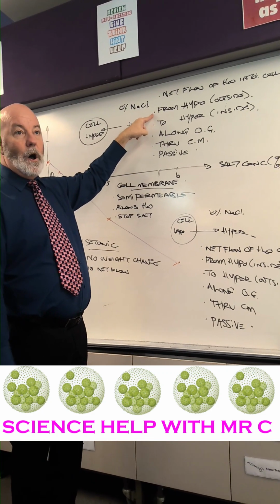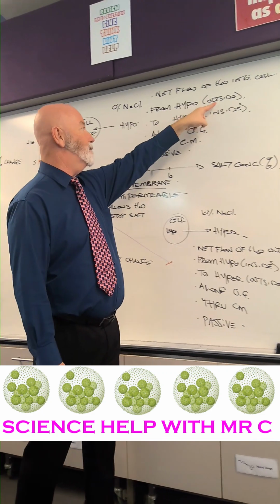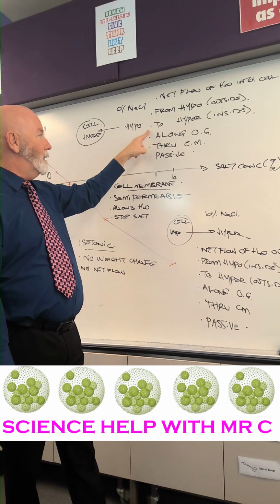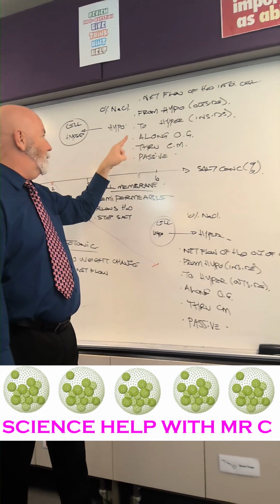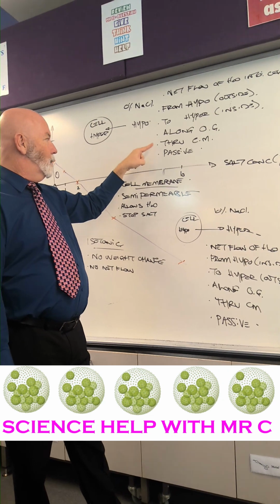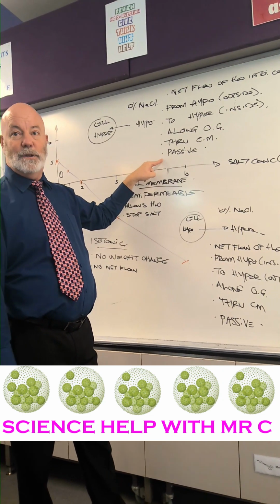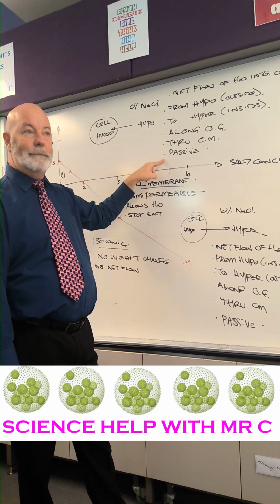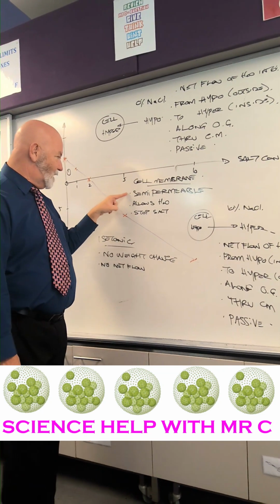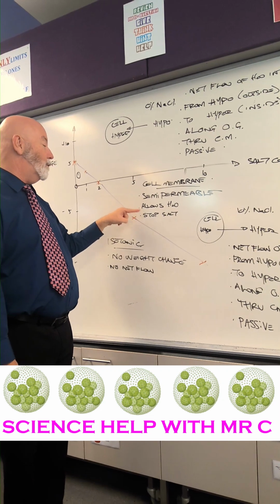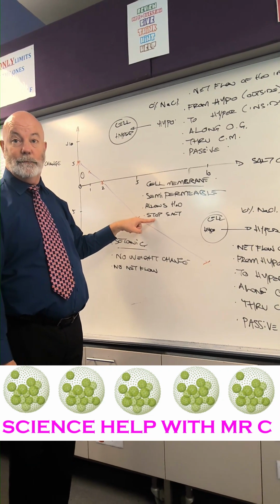It's moving from a hypotonic environment, which is outside the cell, to a hypertonic environment that is inside the cell, along the osmotic gradient, through the cell membrane, which is semi-permeable, and it's passive, which means that it does not require ATP. The cell membrane is semi-permeable because it allows water through but can stop the salt going through.